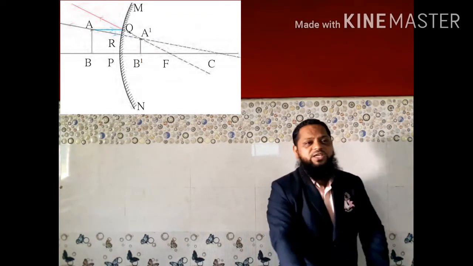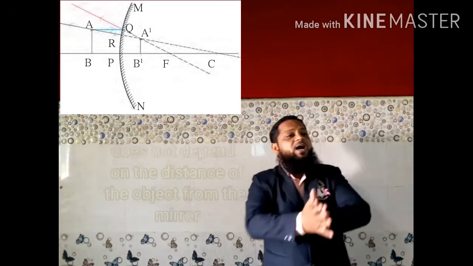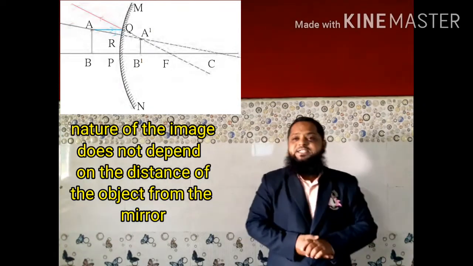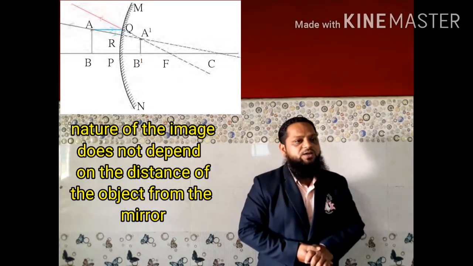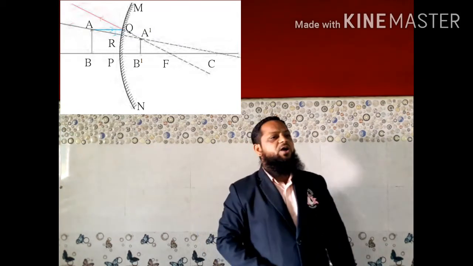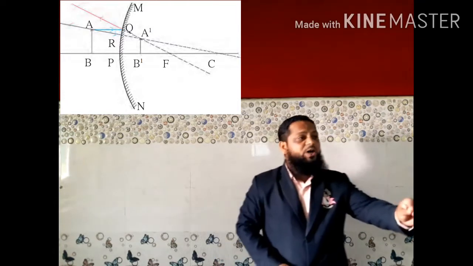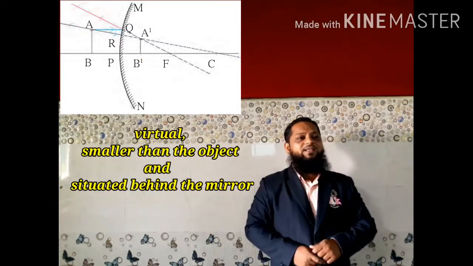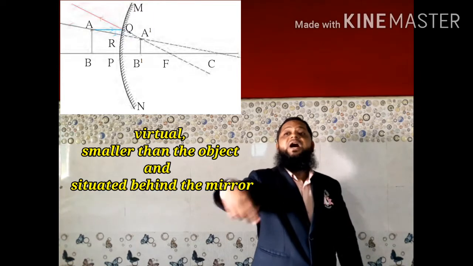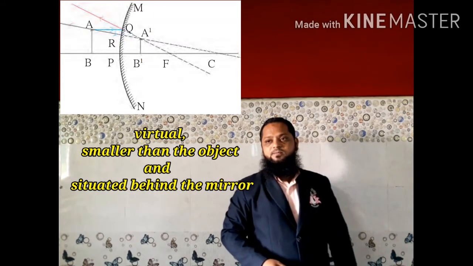The nature of the image formed by a convex mirror does not depend on the distance of the object from the mirror. These images are always virtual, smaller than the object and situated behind the mirror. Let us look at the types of image formed by a convex mirror.